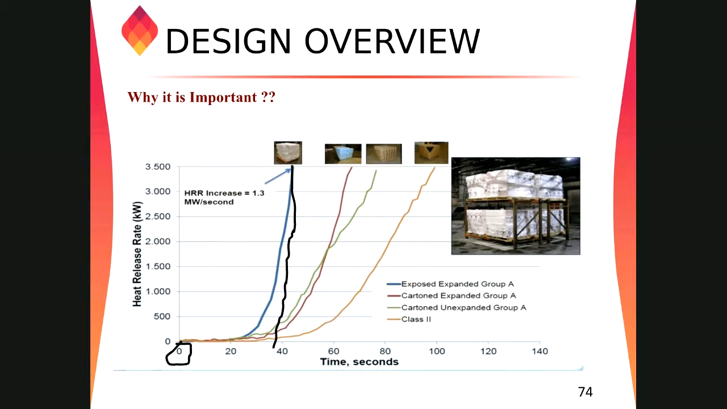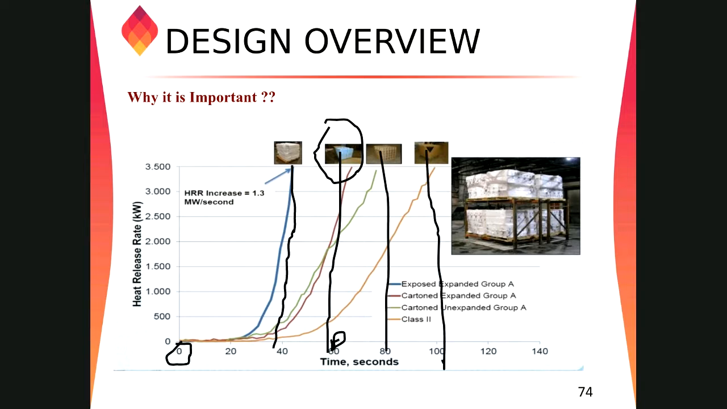Now for the cartoon expanded group A plastic, the same 3.5 kilowatt we are getting in around 60 seconds. If you're coming just below this graph, for the cartoon unexpanded group A plastic we are getting those in 80 seconds. And the last one, which is class 2 commodities, is non-combustible product but stored in a package that is combustible.